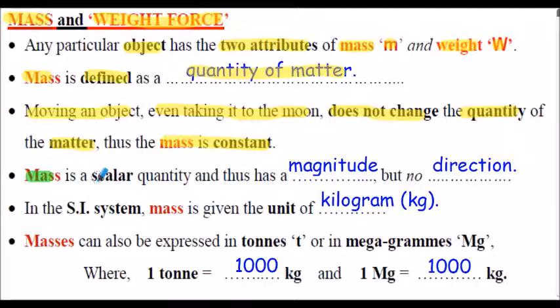Mass is defined as a scalar quantity, and so it has a magnitude, that's a value or a size, but no direction. In the SI system, mass has the unit of the kilogram, kg. It should be noted that masses can also be expressed in tons or megagrams, where 1 metric ton is equivalent to 1,000 kilograms, and 1 megagram is also equal to 1,000 kilograms.